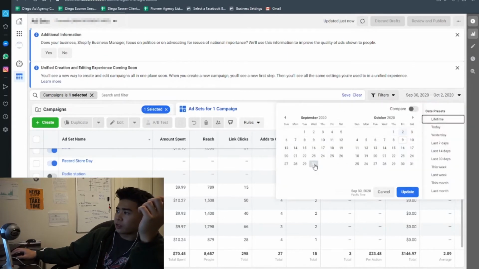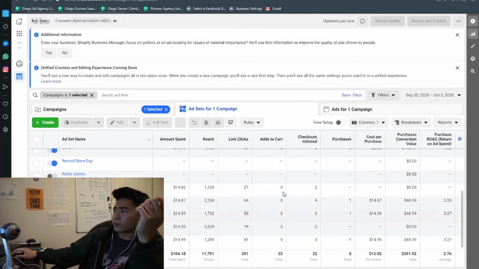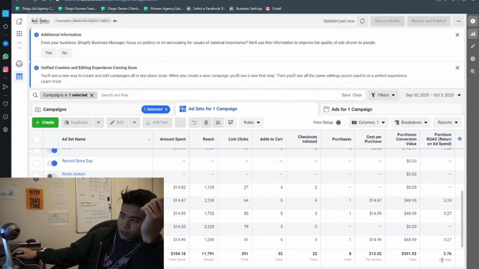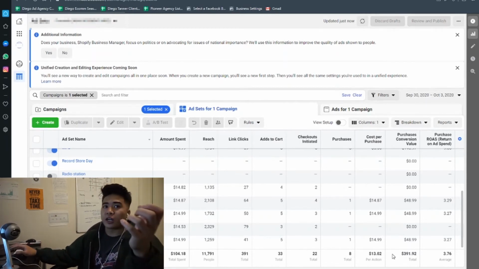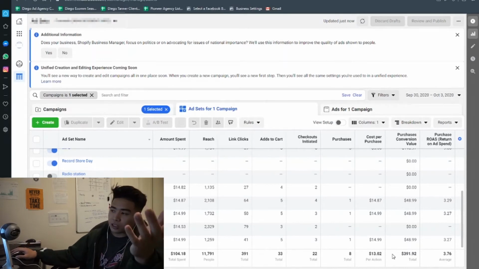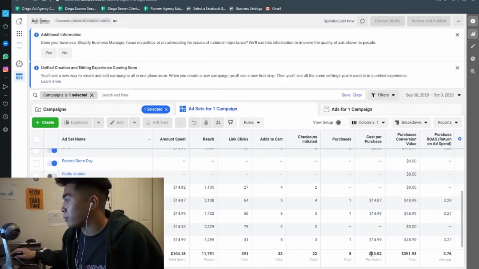It actually went down. But on the 3rd day, on Saturday, September 30th to October 3rd, this is when I actually started to cut and scale. So it was $104 spent, and it got me 8 sales, and everything was tracking pretty much to the T, which is pretty awesome. As I said before, the cost per purchase was $13, and the point at which I break even was $30. So you could do the math on that to see how much I was making, right?